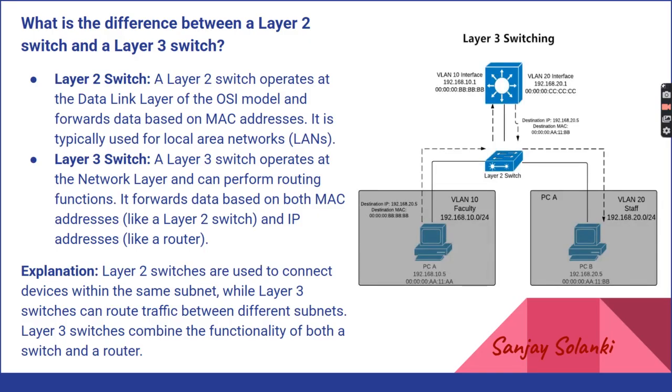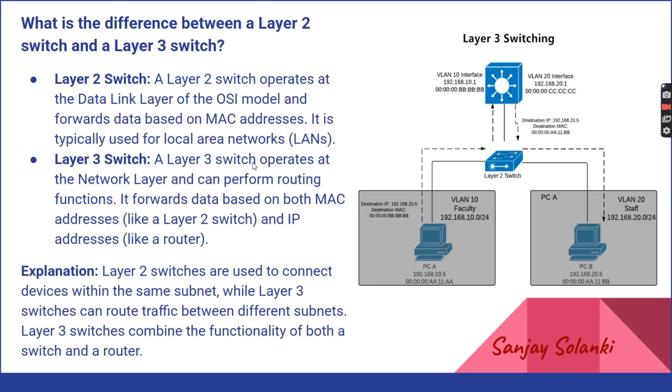Now the next question is, what is the difference between layer 2 and layer 3 switches? Here we can see the example. First, what is a layer 2 switch and what is a layer 3 switch? A layer 2 switch operates at the data link layer of the OSI model and forwards data based on the MAC address. It is typically used for the local area network. Its traffic flow is based on the MAC address: it selects the destination MAC address and forwards traffic within the internal network. Most probably it is used for the internal network.